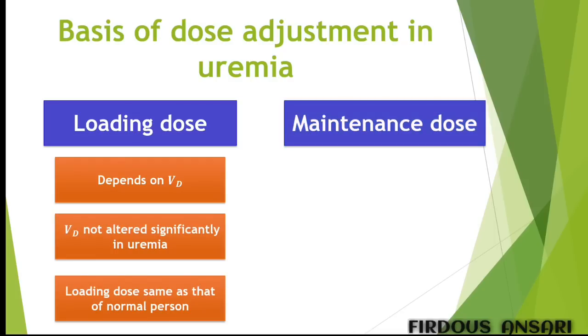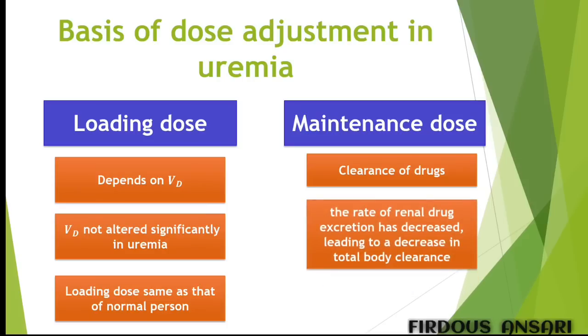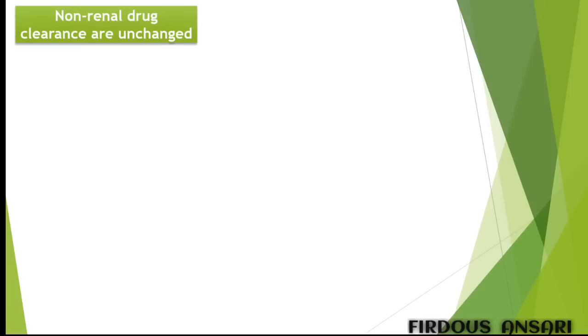Whereas in case of maintenance dose, this is mainly based upon the clearance of drug in the patients. In uremic patients, the rate of renal drug excretion has decreased, leading to a decrease in the total body clearance. Hence, it requires dose adjustment. Most of the dose adjustment assumes that non-renal drug clearance is unchanged.